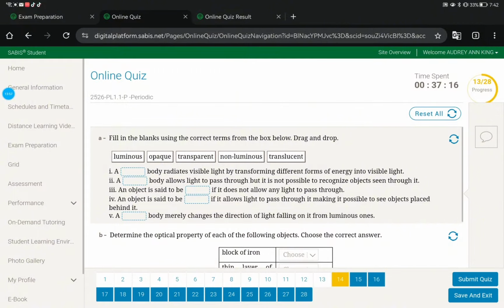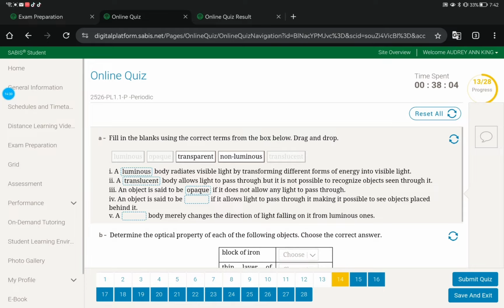Fill in the blanks using the correct terms from the box below. A blank body radiates visible light by transforming different forms of energy into visible light. Okay, so it radiates light, so it's luminous. A blank body allows light to pass through, but it is not possible to recognize the objects seen through it. So you can kind of see it, but it's blurry, so it's translucent. An object is said to be blank if it does not allow any light to pass through. So opaque, because there's literally no light going through.